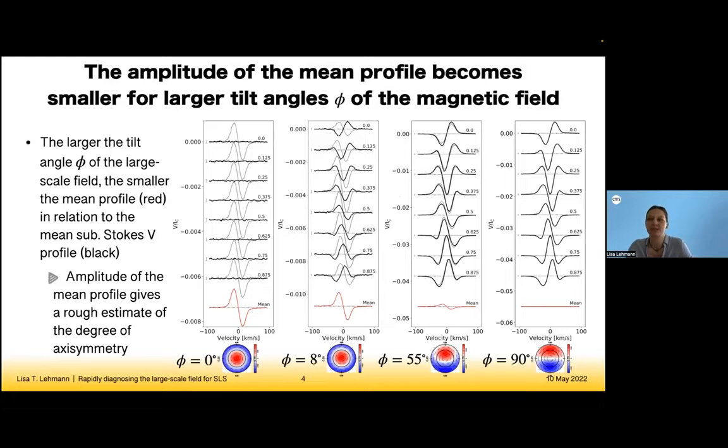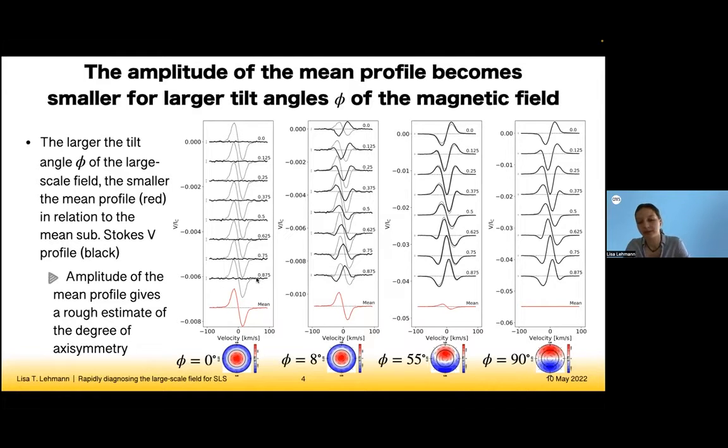So the first step is to compute the mean Stokes-V profile. If the large-scale field is axis symmetric, the Stokes-V signal is constant as the field is aligned with the rotation axis. So the mean profile catches this constant Stokes-V signal and is therefore sensitive to the axis symmetric component of the large-scale field. In the figures, you see simulated examples, Stokes-V time series in gray, and underneath in red, the mean profile, and in black over here, the mean subtracted Stokes-V profile.